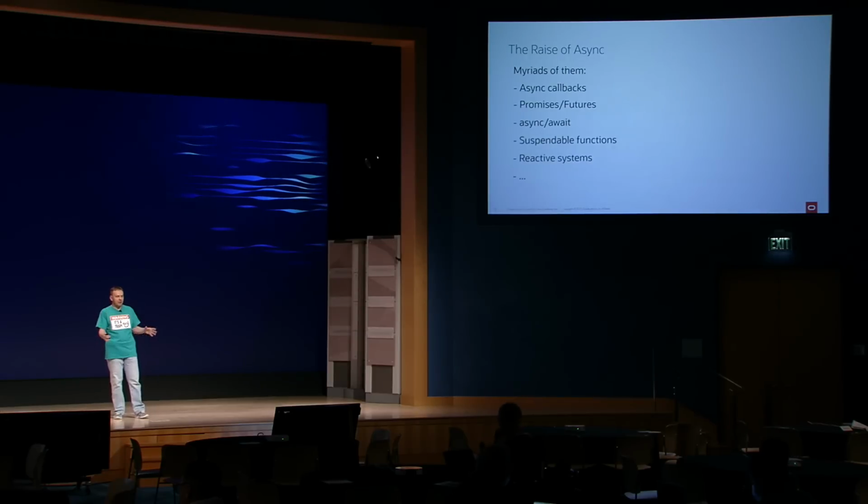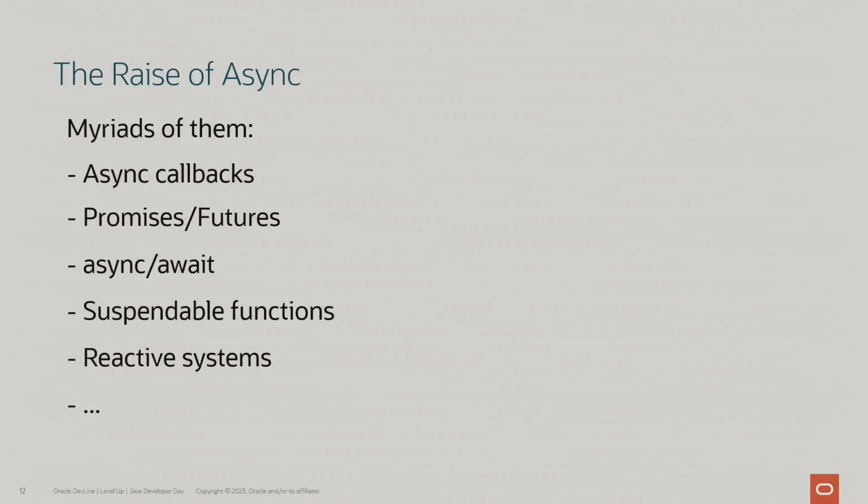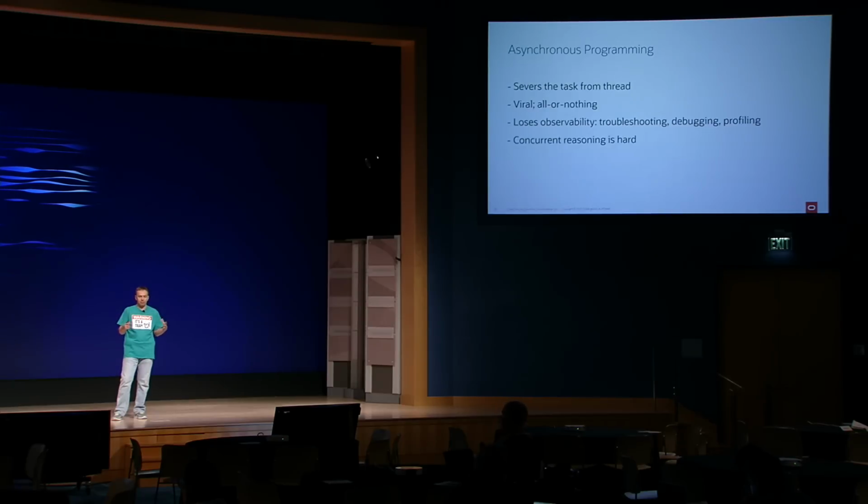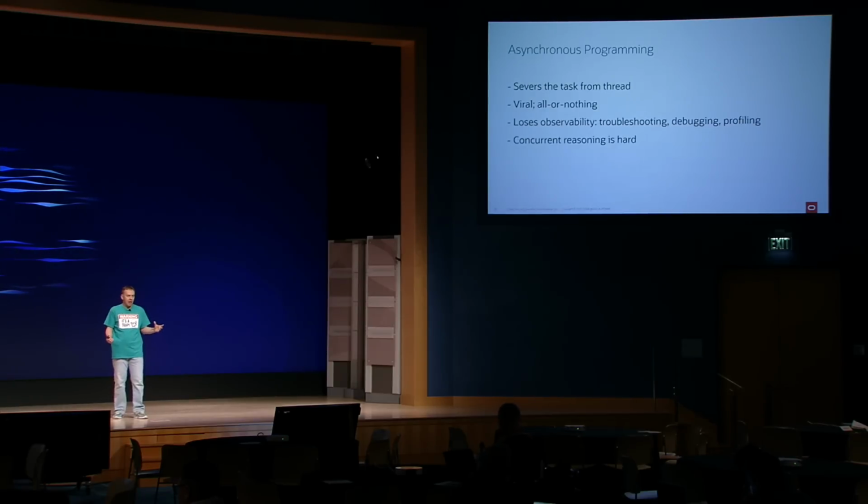And that leads to asynchronous programming. There are a lot of kinds of asynchronous programming in different languages. But unfortunately, asynchronous programming has some issues. First of all, it's viral. You have to rewrite the whole program in an asynchronous programming style. You're losing observability, troubleshooting, debugging, profiling. And concurrent reasoning is hard even with threads, but having a larger, more vast amount of concurrent units, it becomes even harder.